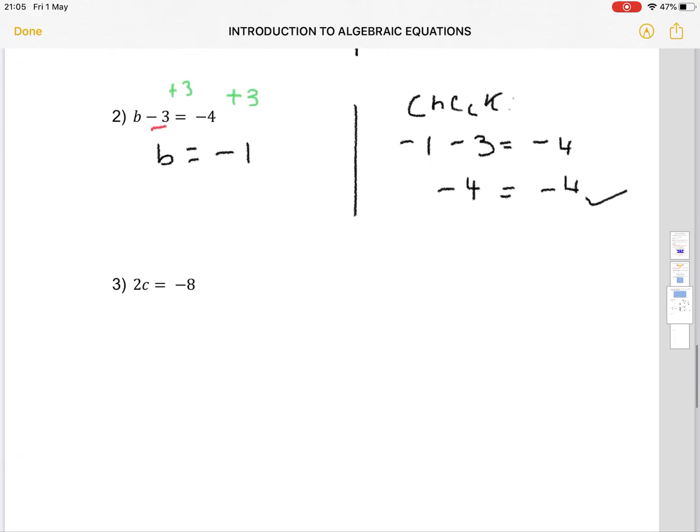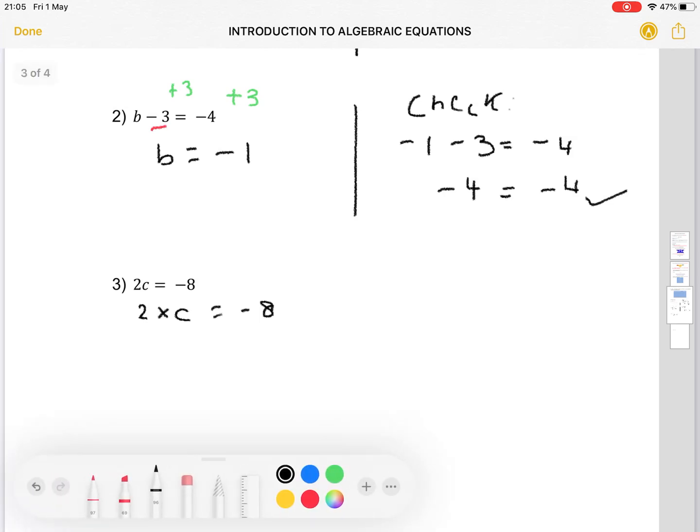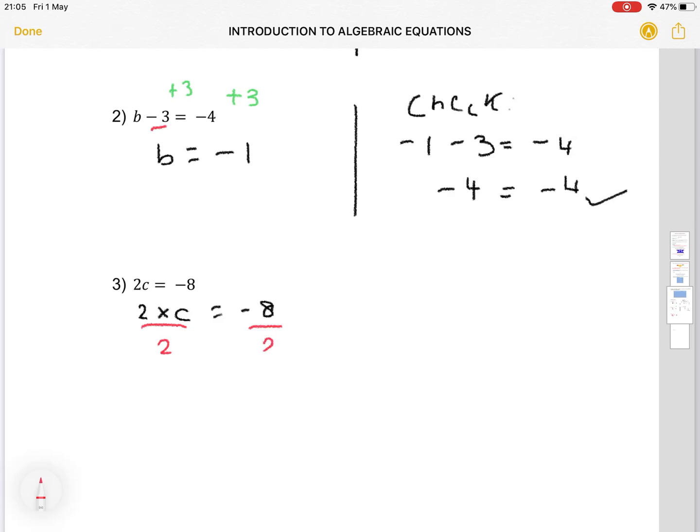Now, the third example, I have 2c is equal to negative 8. Now, 2c means 2 times c is equal to negative 8. To remove that times 2, I need to divide both sides by 2. So I divide by 2 on the left hand side. I divide by 2 the right hand side.